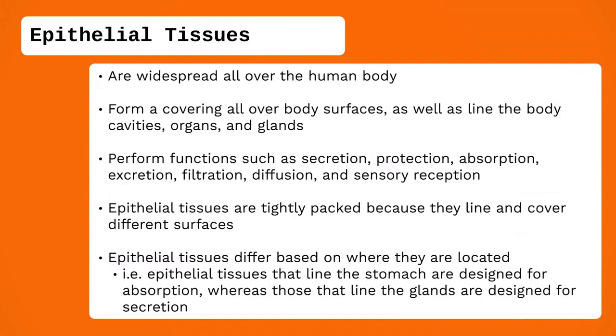All of our epithelial tissues are tightly packed because they line and cover different surfaces, so we don't want our epithelial cells to be loose because then anything could get on our skin and anything could get out of our skin. Epithelial tissues do differ based on where they're located, so epithelial tissues that line the stomach are designed for absorption, whereas those that line the glands are more designed for secretion.